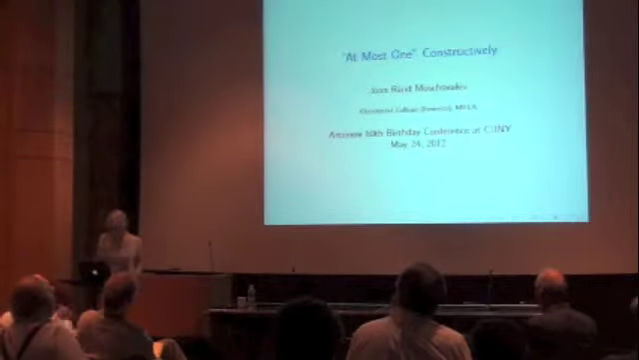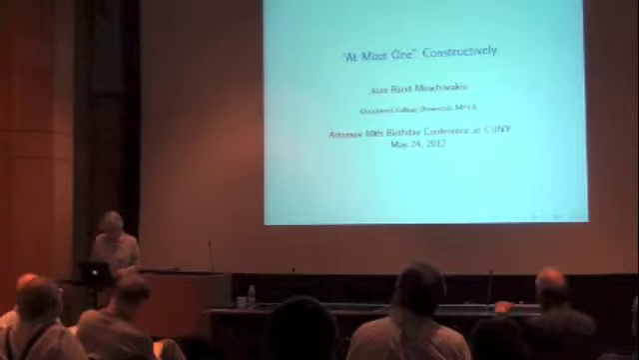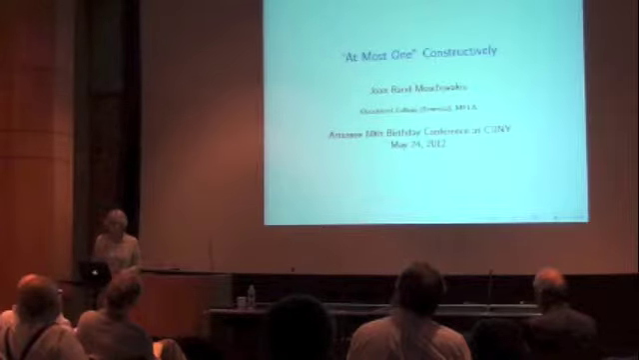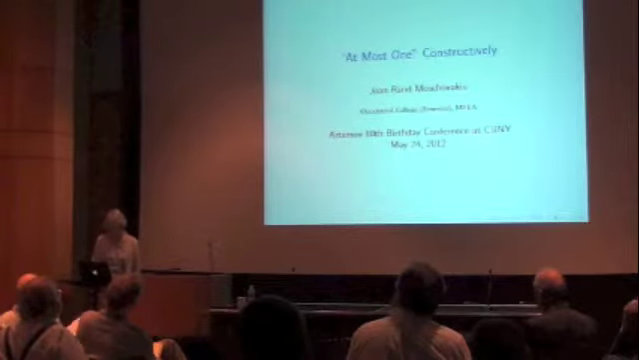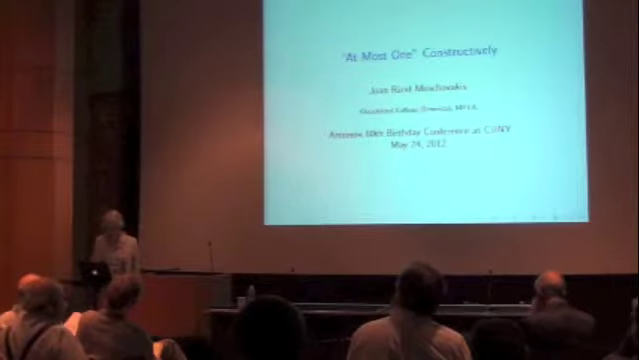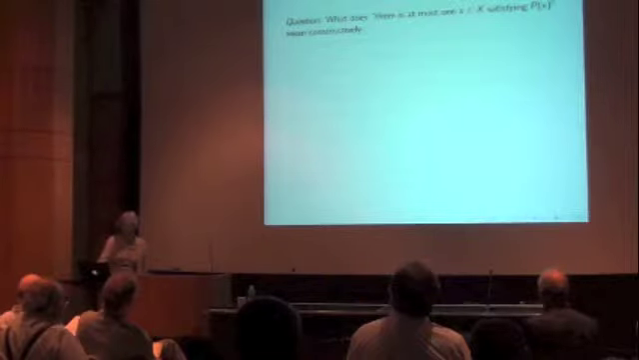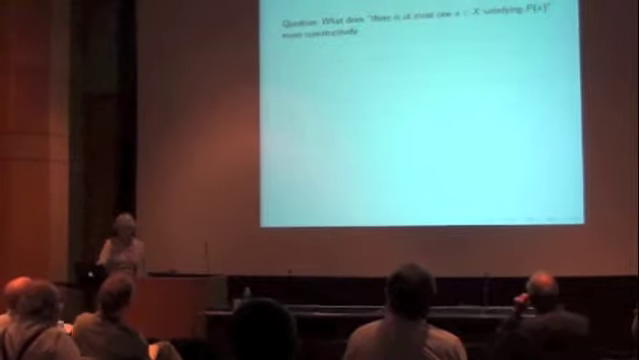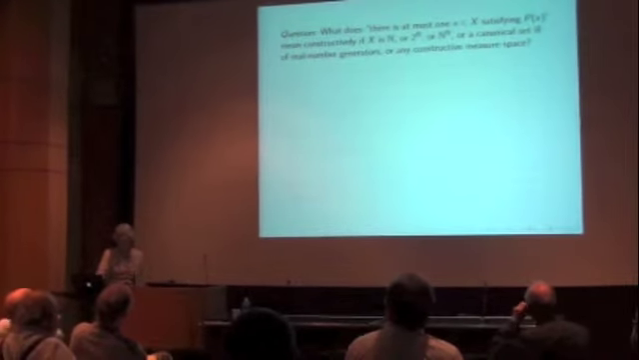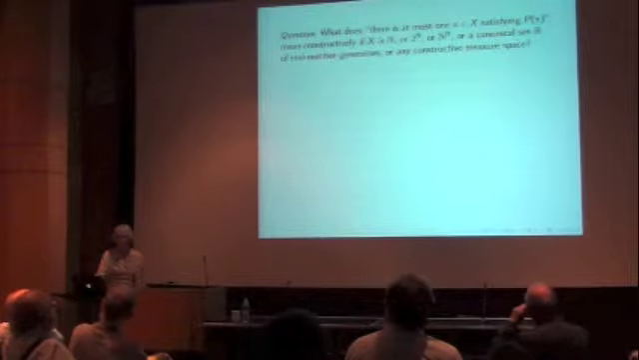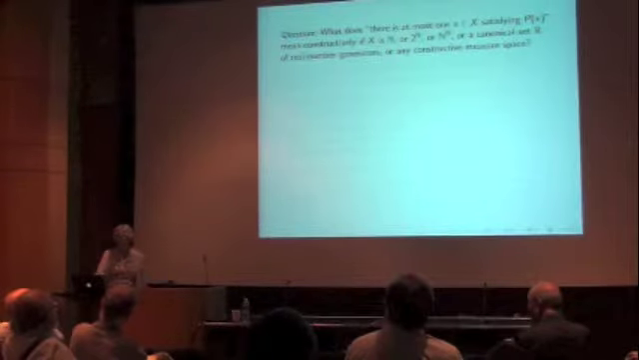I'll talk about sort of a housekeeping talk having to do with the axiomatization and formalization of intuitionistic analysis. And focus on the question, what does "there is at most one x in X with the property P of x" mean constructively? If X is the natural numbers, or the binary fan, Cantor space, or the universal spread, Baire space, or a canonical set R of real number generators, or any constructive measure space.